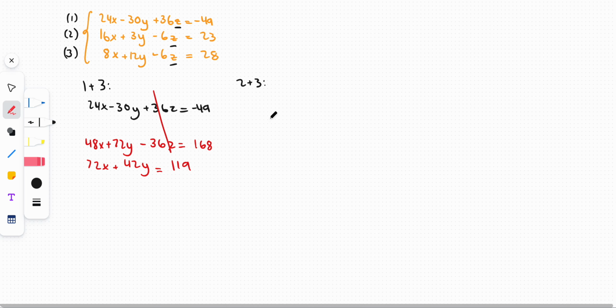Alrighty, so let's continue moving on and do the same thing with this pair right here. So we have equation 2, so 16x plus 33y minus 6z equals 23, and we take equation 3, so that's 8x plus 12y minus 6z equals 28.